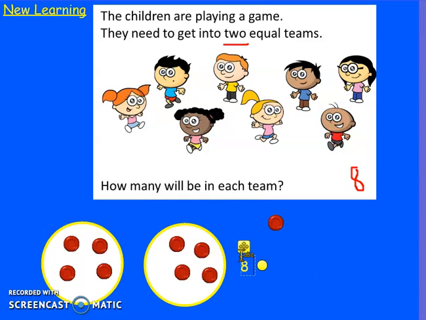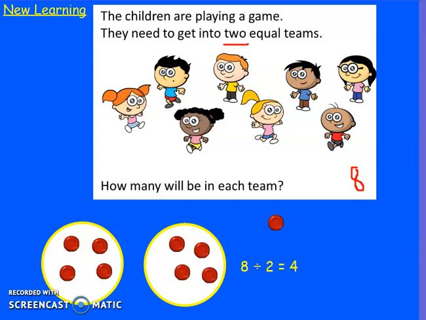Well, we started with 8 children. We've divided it. We've shared them into 2 teams. How many are in each team? 1, 2, 3, 4. There are 4 children in each team, and we worked that out by sharing the counters.